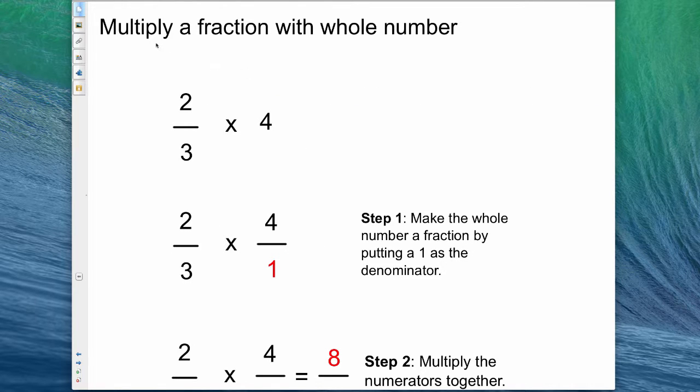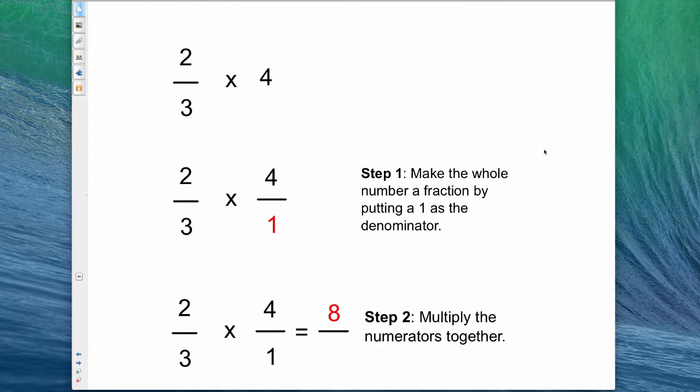Our first objective was to learn how to multiply a fraction with a whole number. So we're going to look at the different steps it takes to multiply a fraction with a whole number. Our first example problem is 2/3 times 4. Let's take a look at the first step. Make the whole number a fraction by putting a 1 as the denominator.